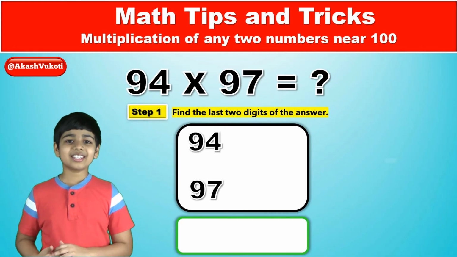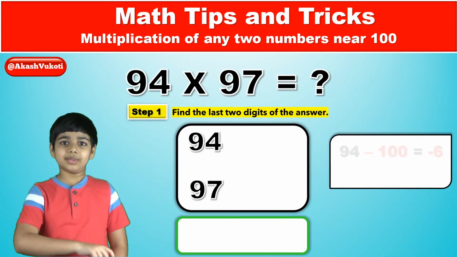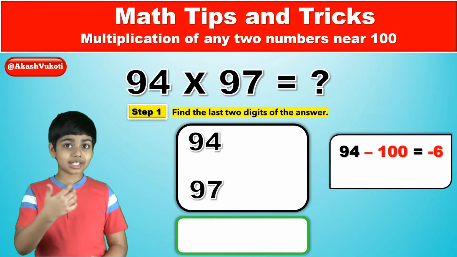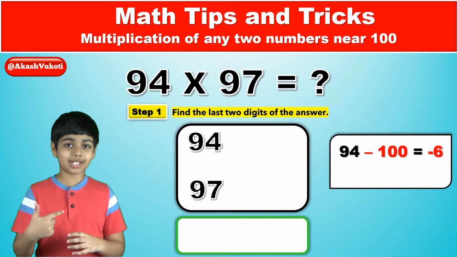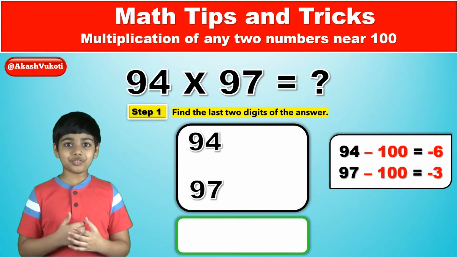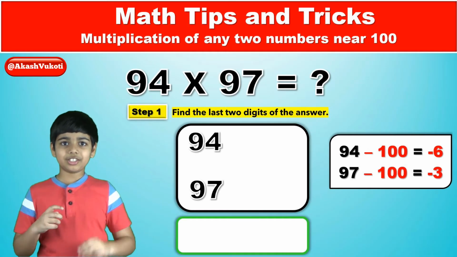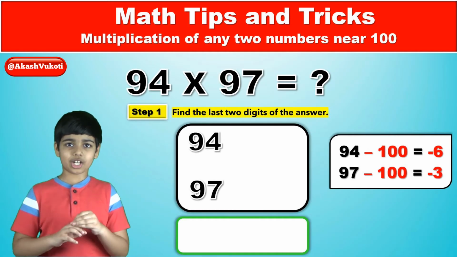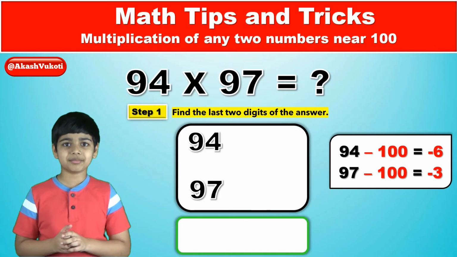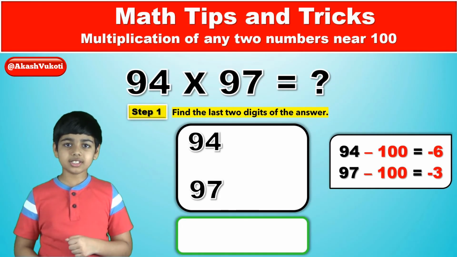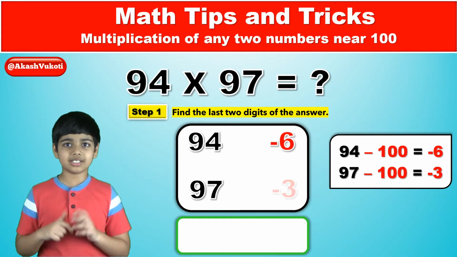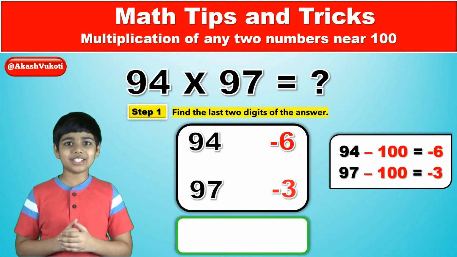In this case, that would be 94 minus 100, which is negative 6, and 97 minus 100, which is negative 3. Note that we're doing it like this, with negative numbers. The number comes first and then 100, not the other way around. Make sure to write these differences, negative 6 and negative 3, down too. It'll come in handy later.